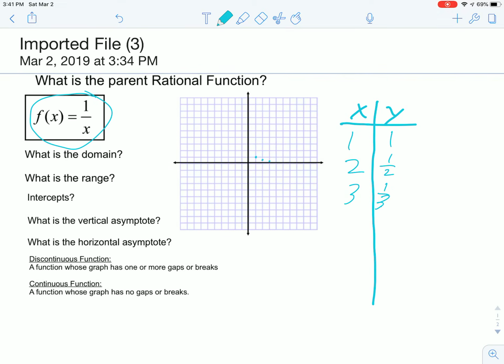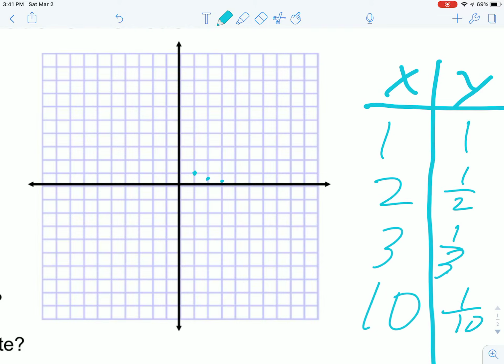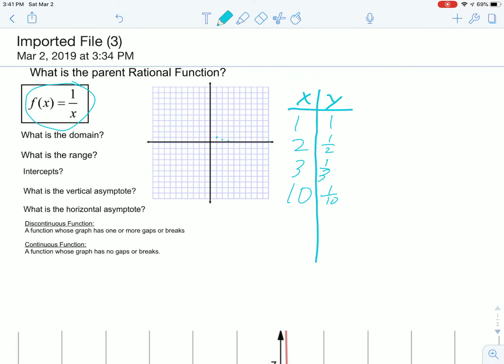And so what's happening here, let's see, if I do a 4, it's a fourth. If I go out to 10, it's going to be 1/10. So that's going to be way out here. So I'm getting really close to the x-axis. But what happens if I go out to like a million? Then my y value is going to be 1 over a million. So a really tiny number, but still positive and not quite 0. And so that graph gets closer and closer to the x-axis.